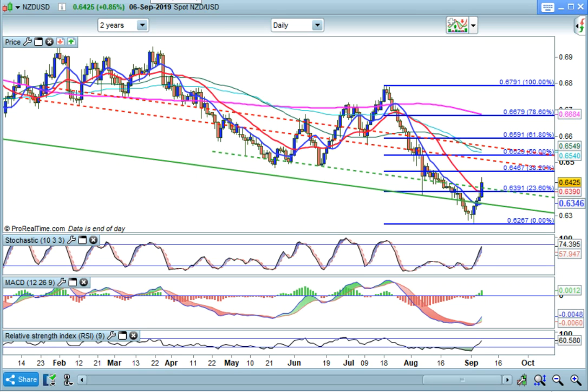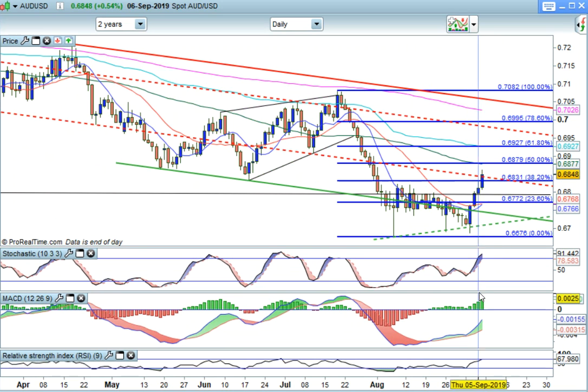Sorry, New Zealand dollar. Also, I like to look at the Aussie Kiwi cross. That's trading at 106.69, which means the Aussie is getting ahead of itself a little bit. That's what I'll do next. Now the Aussie. See how we've broken through the 38.2, okay? This is why the Aussie Kiwi cross has gone higher, because the Aussie at the moment is outperforming the Kiwi, the New Zealand dollar.